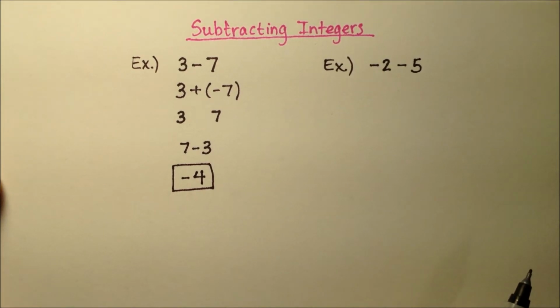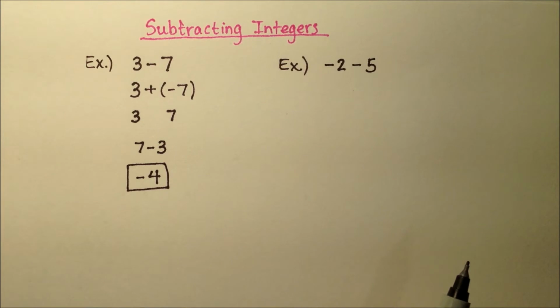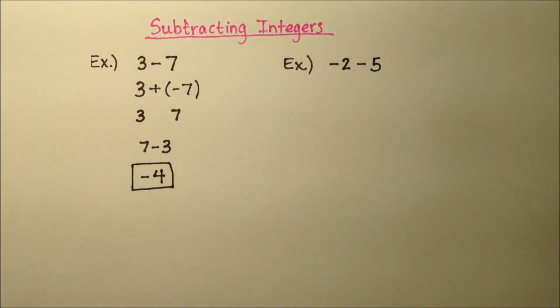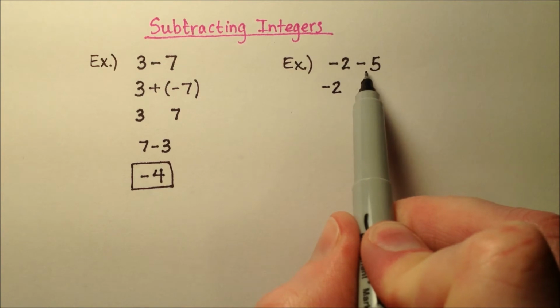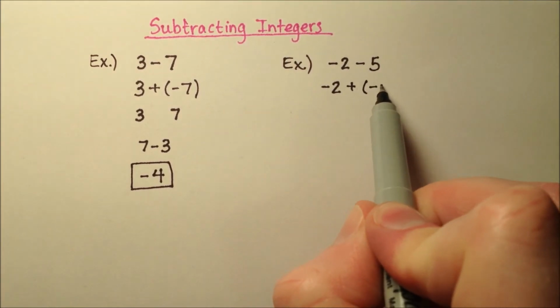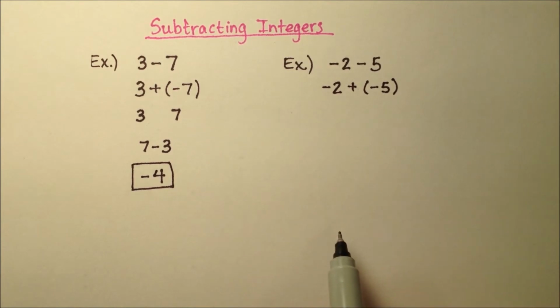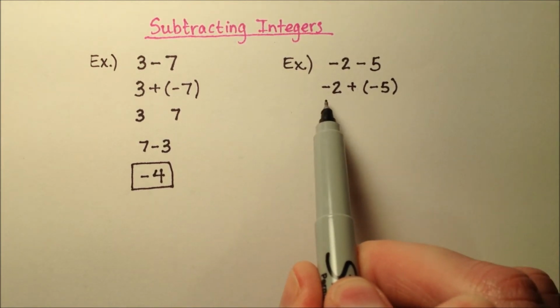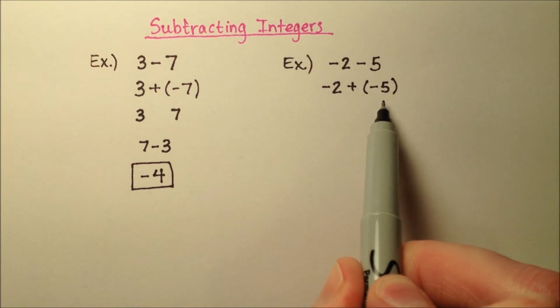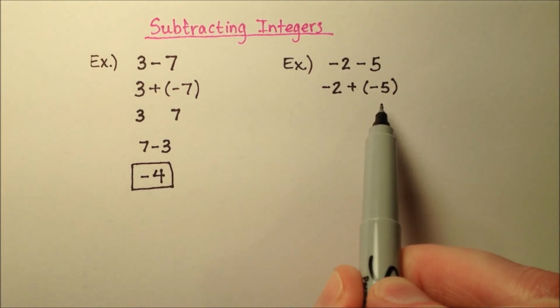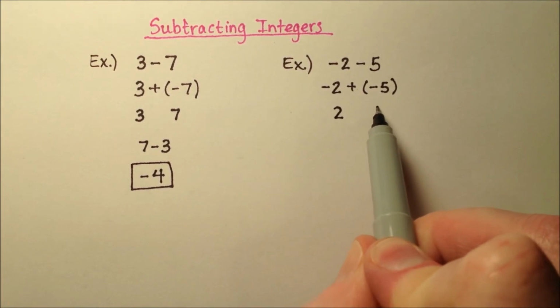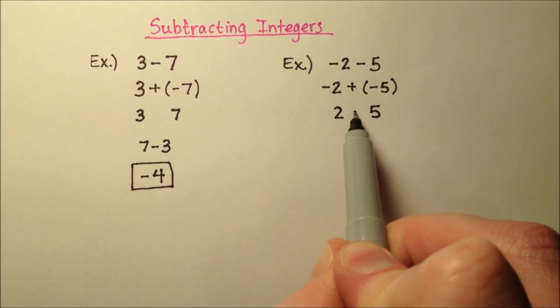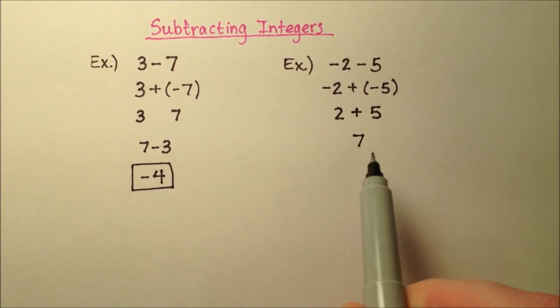In the second example, we have negative 2 minus 5. Similar to the first problem, I'm going to turn this into an addition problem. So I have a negative 2, and it goes with a negative 5. So I'm going to add it to a negative 5. When I do that, I notice that both of my signs are the same. They're both negative. So in this case, I'm going to add their absolute values because they have the same sign. The absolute value of negative 2 is 2, and the absolute value of negative 5 is 5. So I'm going to add those two values, and I'm going to get 7.